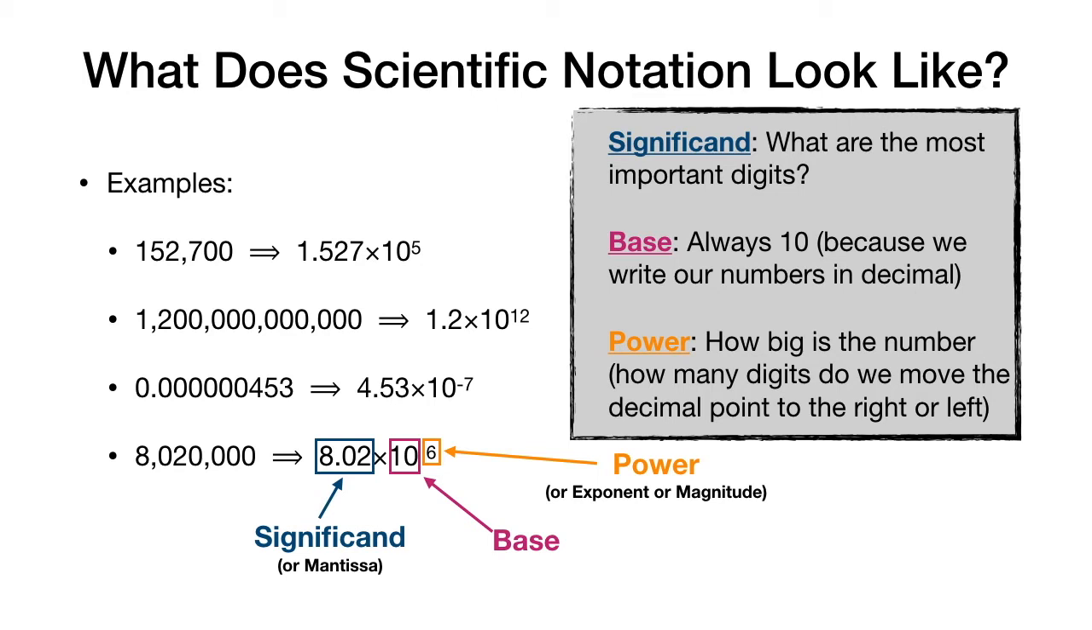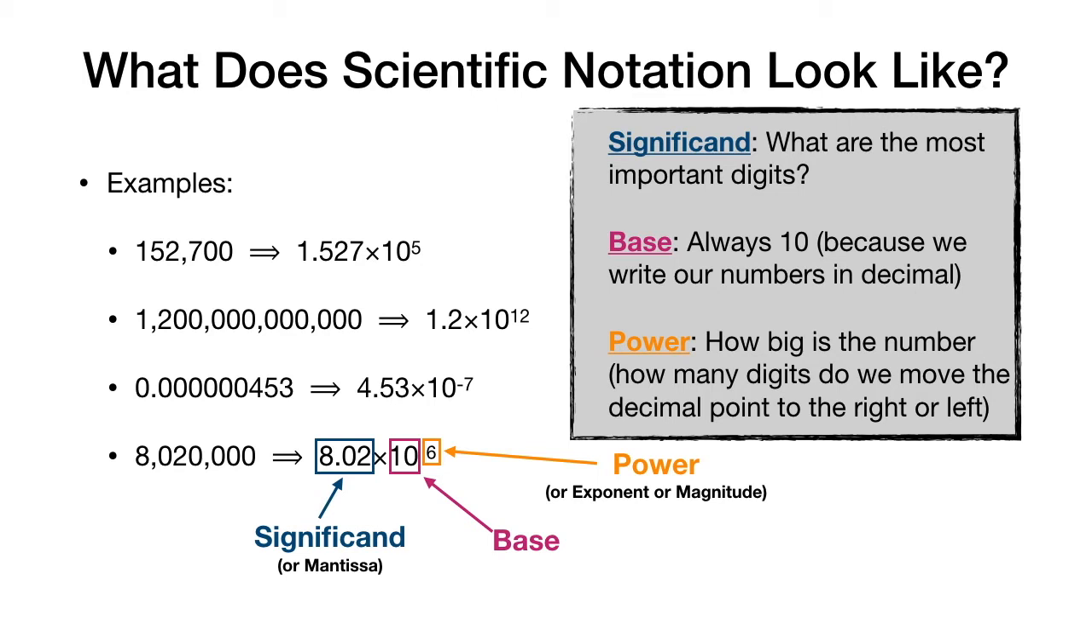And we can do the same thing with very, very small numbers. We can signify that we move the decimal point to the left by giving it a negative power. So 0.453 is the same as 4.53 times 10 to the negative 7th. That means that we take 4.53 and move the decimal point to the left 7 times to get our actual number.